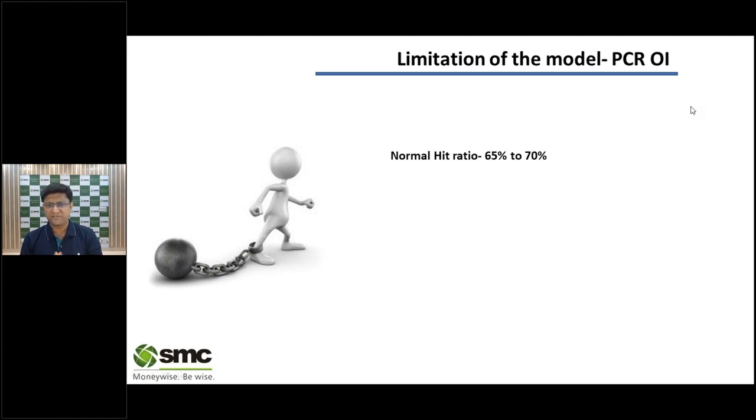Normally, if you backtest this strategy for, say, the last 4-5 years, especially since weekly options came in, if you backtest this PCR OI indicator for weekly options, you will find a hit ratio of 65 to 70%.